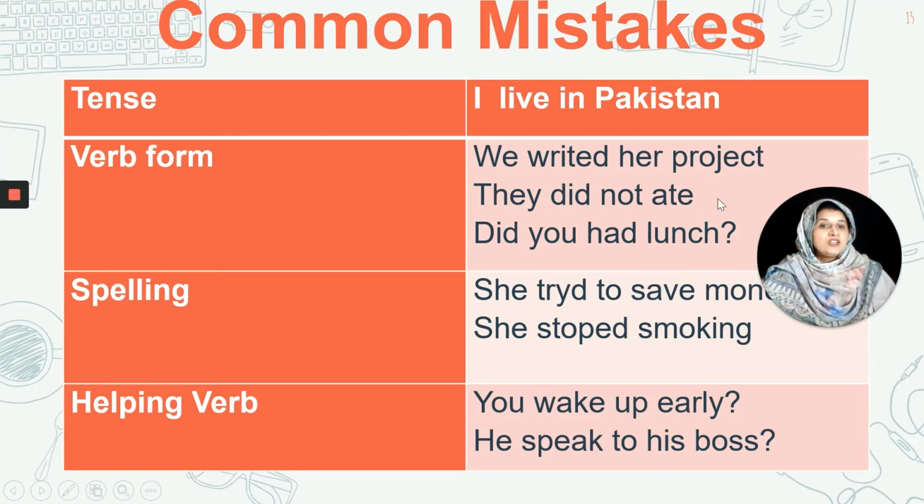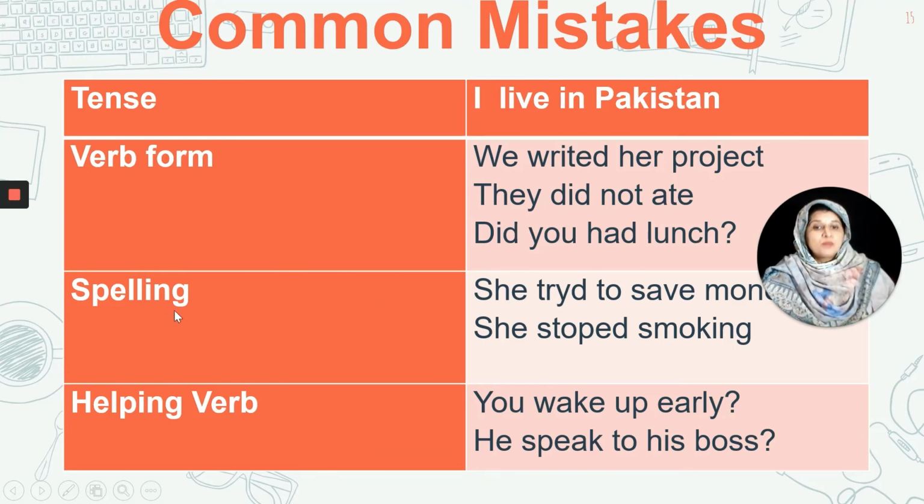Then, they did not ate. This is the most frequent mistake that people use did, and then with did they use the second form of the verb, which is wrong. So what should you say? They did not eat. After did, you need to use the first form of the verb. Did you had lunch? Right? Did is already the second form of the verb. So what would you say? Did you have lunch? Right?